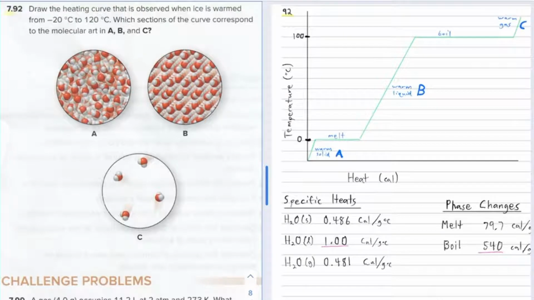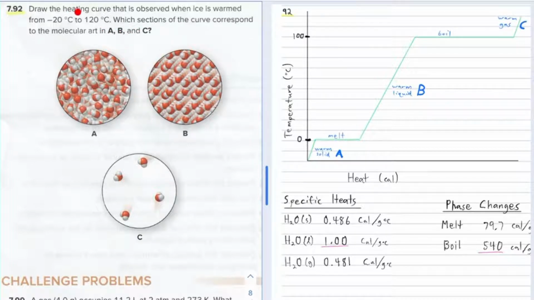Number 92. Draw the heating curve that is observed when ice is warmed from negative 20 degrees Celsius to 120 degrees Celsius. Which sections of the curve correspond to the molecular art in A, B, and C?